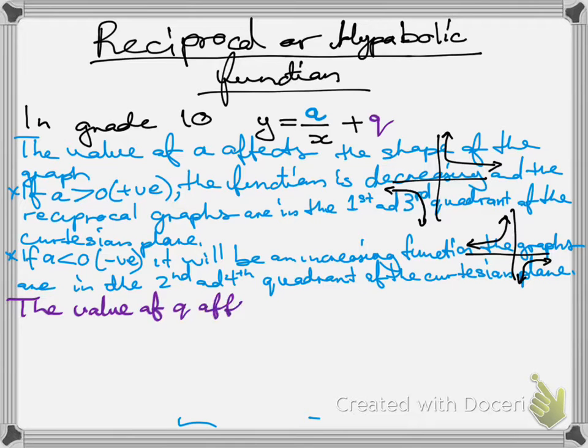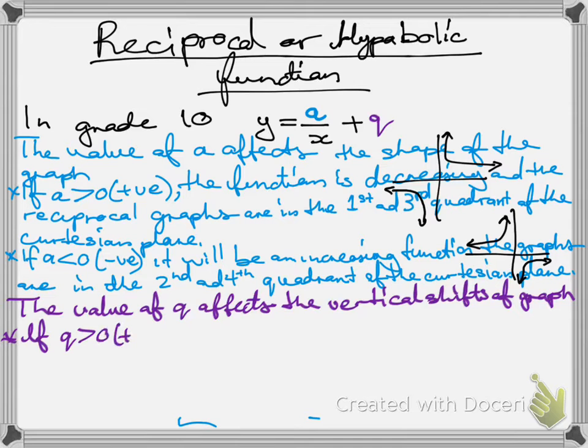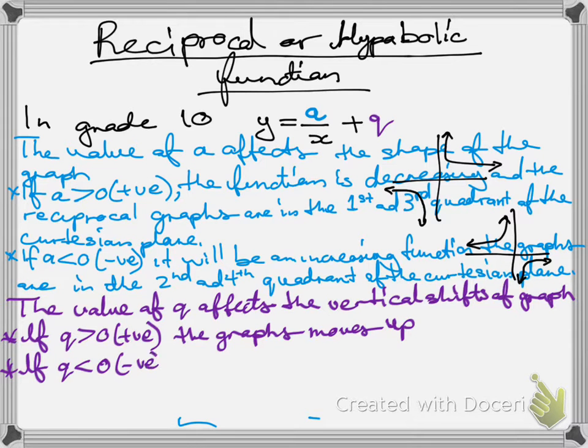So the value of q affects the vertical shift of the graph. If q is greater than 0 or positive, the graph moves up. If q is less than 0 or negative, the graph moves down. Okay, moving on. Now let's do some drawings of these graphs from grade 10.